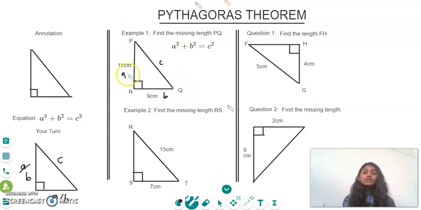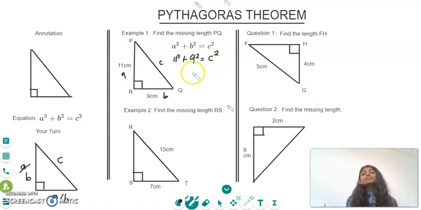Now substituting the values in and leaving the missing values as they are, A squared in this case will be 11 squared. B squared would be 9 squared. And C squared is here. Do we have any length for it? No, but we have 11 for A, RQ 9 centimeters for B, but for PQ we do not have any. So we are going to leave that as C squared.